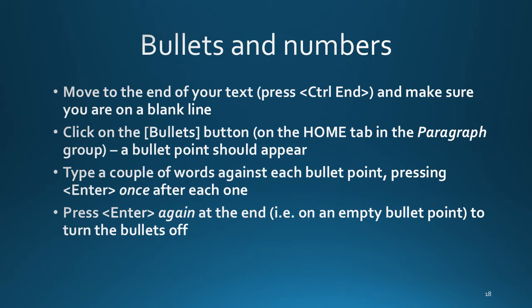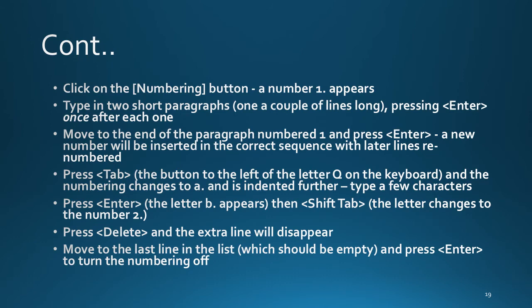Bullets and numbers. In order for you to add bullets and numbers to your paper, move to the end of your text, press Ctrl End, and make sure you are on a blank line. Click on the Bullets button on the Home tab in the paragraph group. A bullet point should appear. Type a couple of words against each bullet point, pressing Enter once after each one. Press Enter again at the end, i.e. on an empty bullet point, to turn off the bullets.